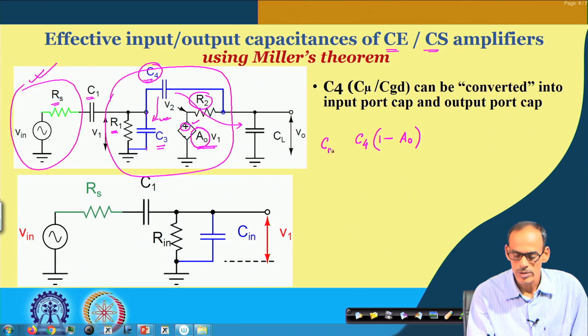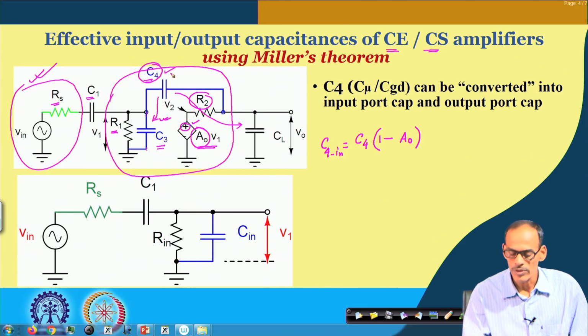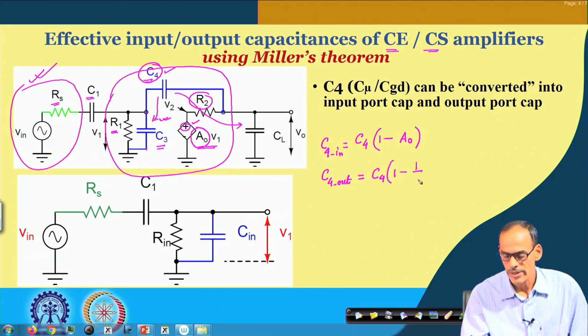Earlier we used to call say C1. Now, let me put a different name, C4 in, that means the input port capacitance coming due to C4. So, likewise the output port capacitance coming due to C4, let us call this C4 out. So, this is equal to C4 into 1 minus 1 by A naught.